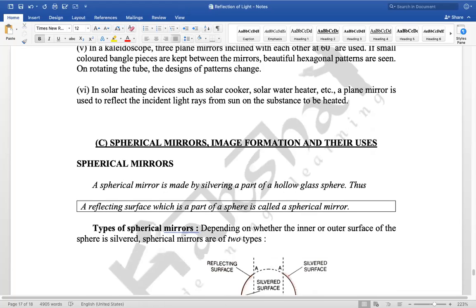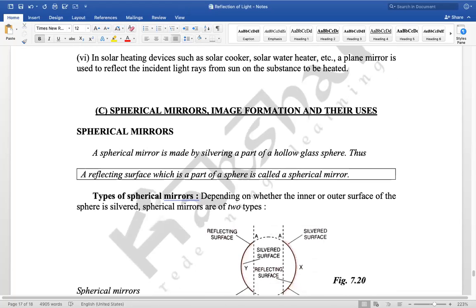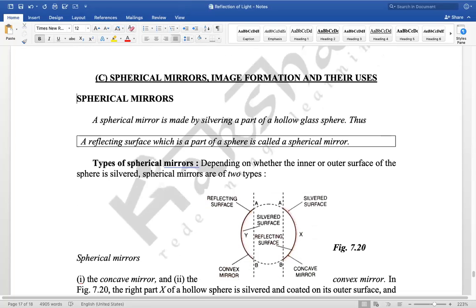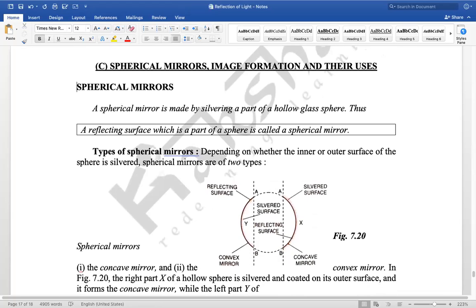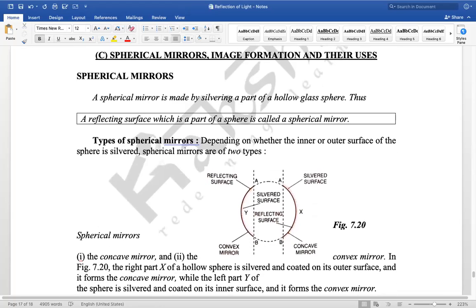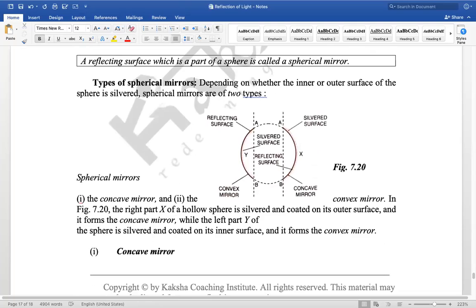So a spherical mirror is made by silvering a part of a hollow glass sphere. Thus, a reflecting surface which is a part of a sphere is called a spherical mirror. Now, types of spherical mirrors. Depending on whether the inner or outer surface of a sphere is silvered, spherical mirrors are of two types.